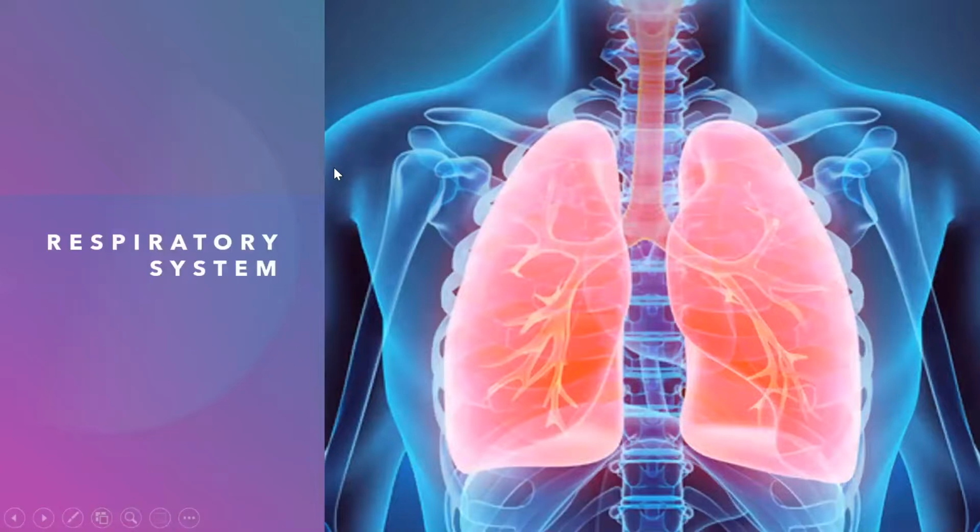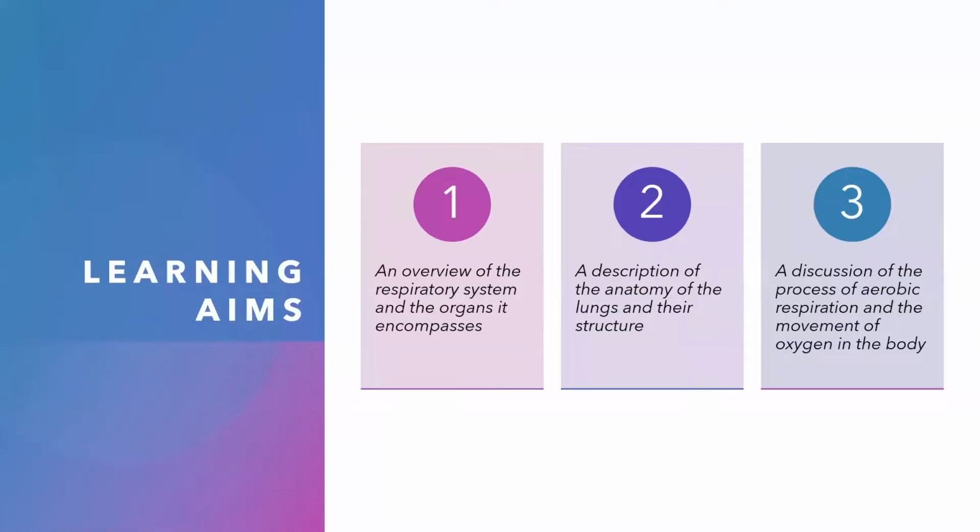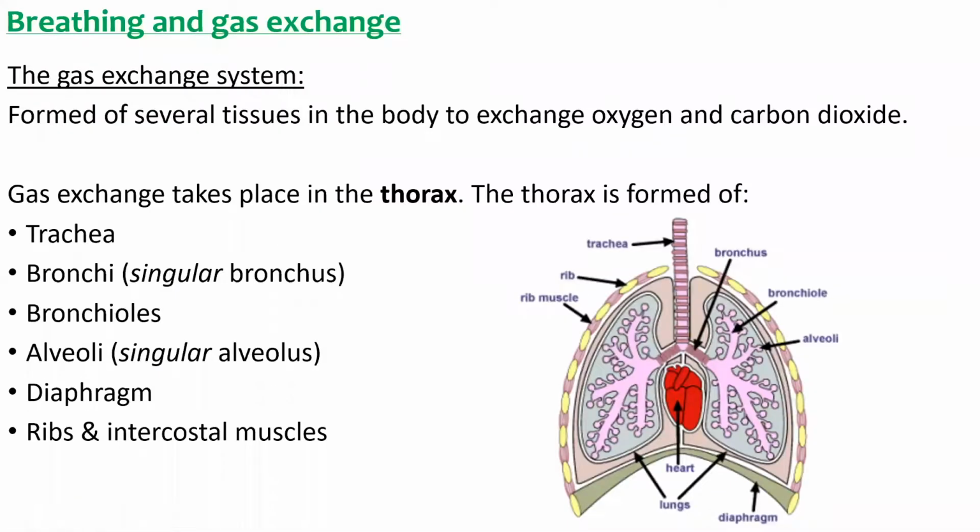Okay, respiratory system. So let's have a look at the learning aims. The first one, an overview of the respiratory system and the organs it encompasses. Number 2, a description of the anatomy of the lungs and their structure. And 3, a discussion of the process of aerobic respiration, that just means using oxygen, and the movement of oxygen in the body. Okay. So breathing and gas exchange.